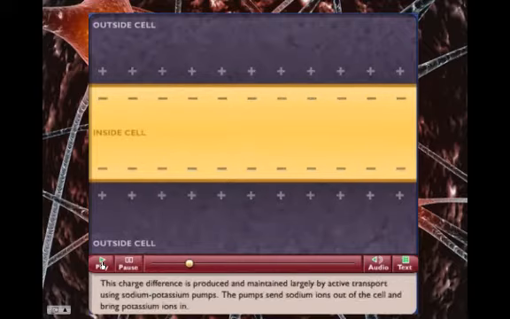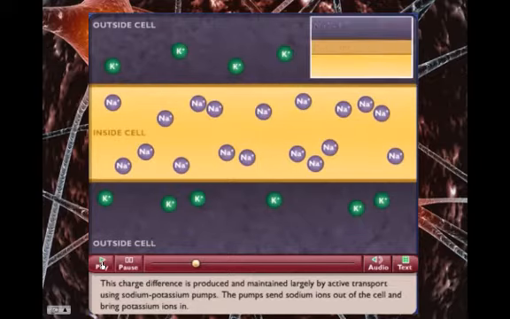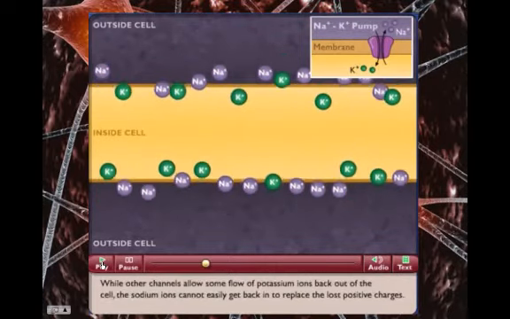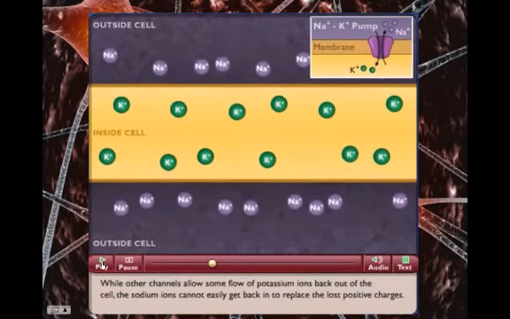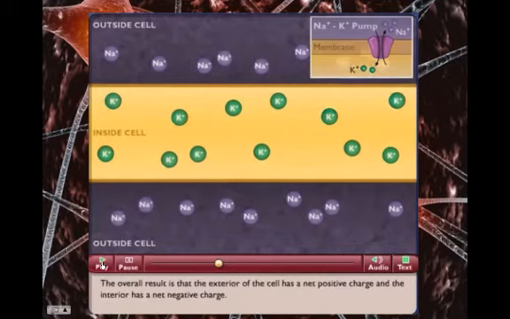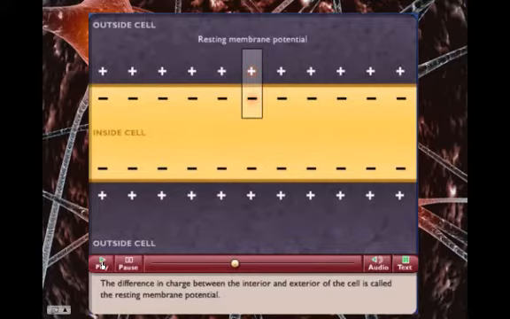When a neuron is at rest, a charge difference is maintained between the inside and outside of the cell. This charge difference is produced and maintained largely by active transport using sodium-potassium pumps. The pumps send sodium ions out of the cell and bring potassium ions in. While other channels allow some flow of potassium ions back out of the cell, the sodium ions cannot easily get back in to replace the lost positive charges. The overall result is that the exterior of the cell has a net positive charge and the interior has a net negative charge. The difference in charge between the interior and exterior of the cell is called the resting membrane potential.